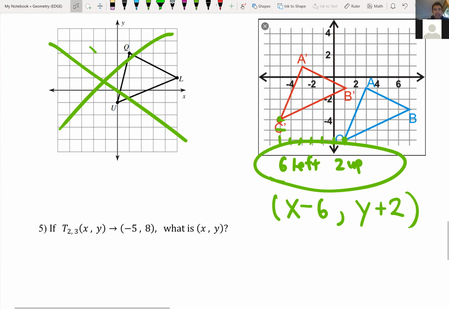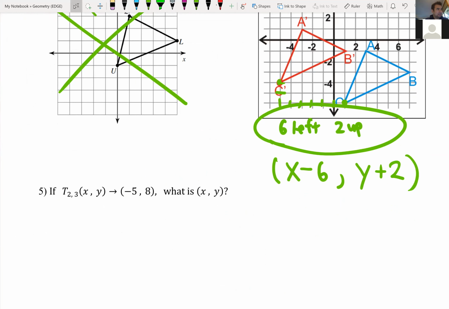All right. Last question. Now, this is a little different notation. Some teachers will use this kind of thing. This simply means it's x plus 2, y plus 3. Okay, that's the rule.